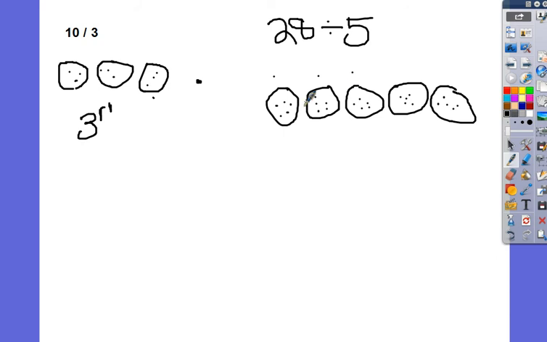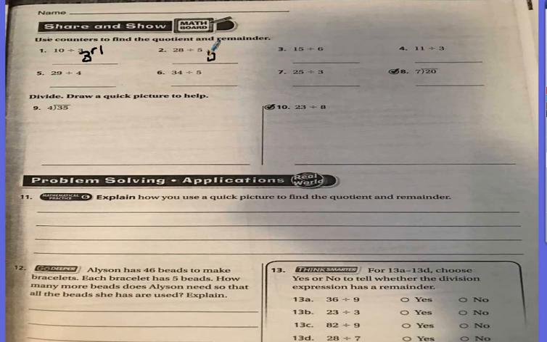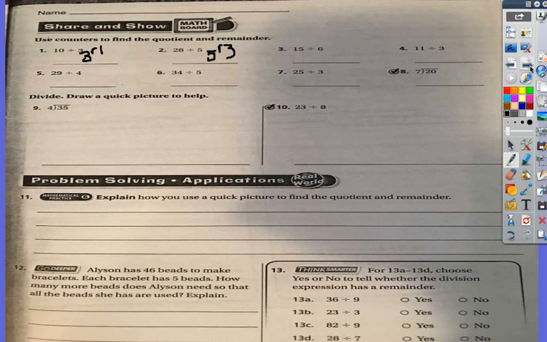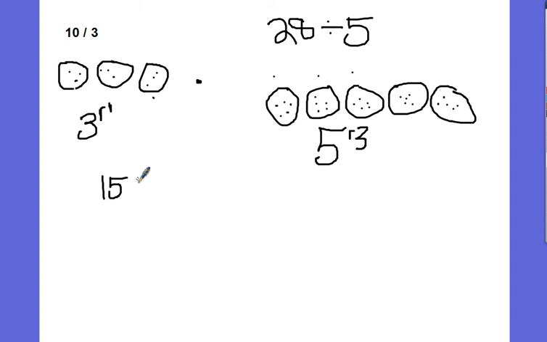Okay, so how many do I get in each one? 1, 2, 3, 4, 5. So there should be 5 in each one. Okay, 5, and then remainder, how many dots did I have left? 1, 2, 3. 5, remainder 3. Okay, so we'll come over here. There we go. 5, remainder 3. Okay, let's do this next one. 15 divided by 6. So they want us to do 6 circles.